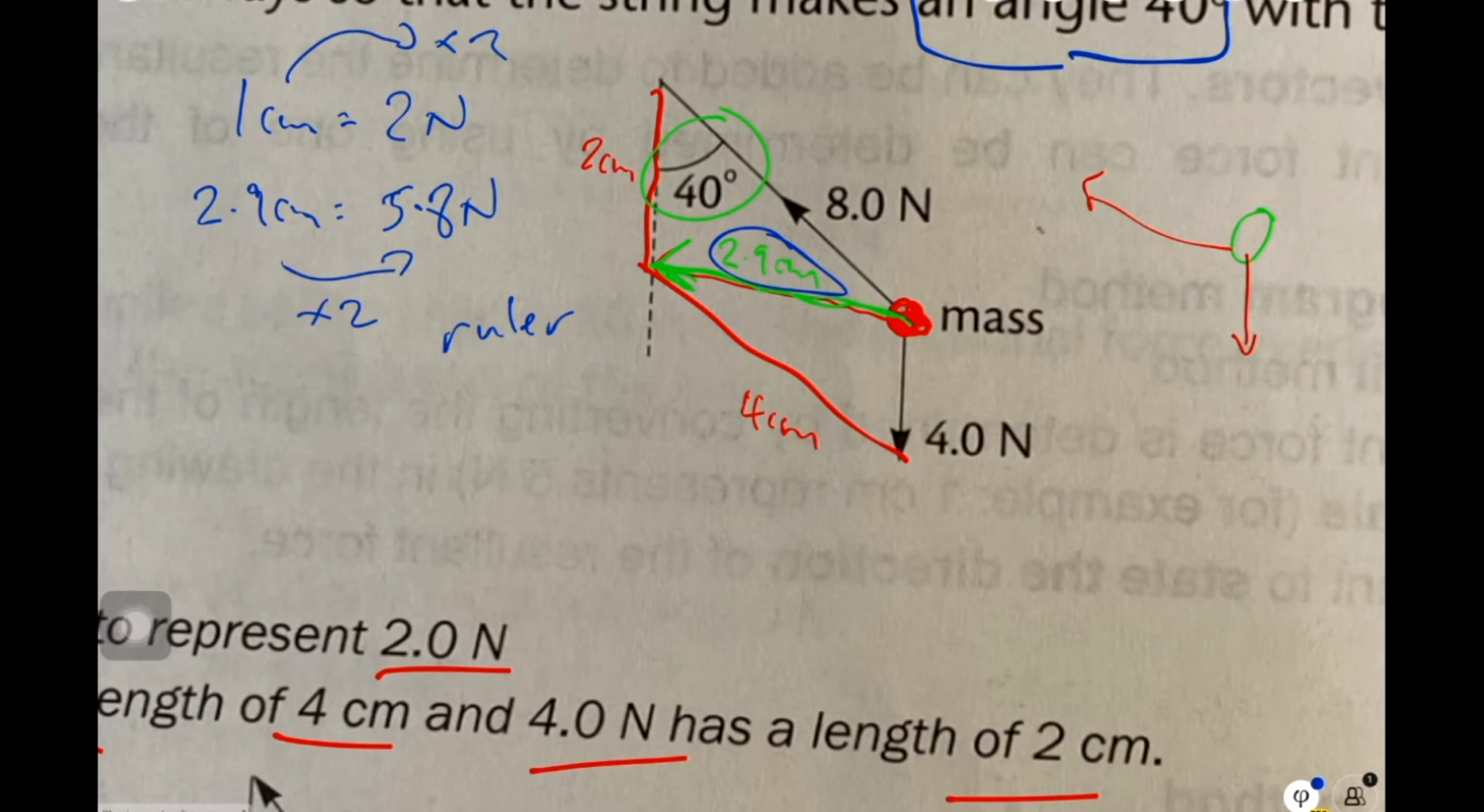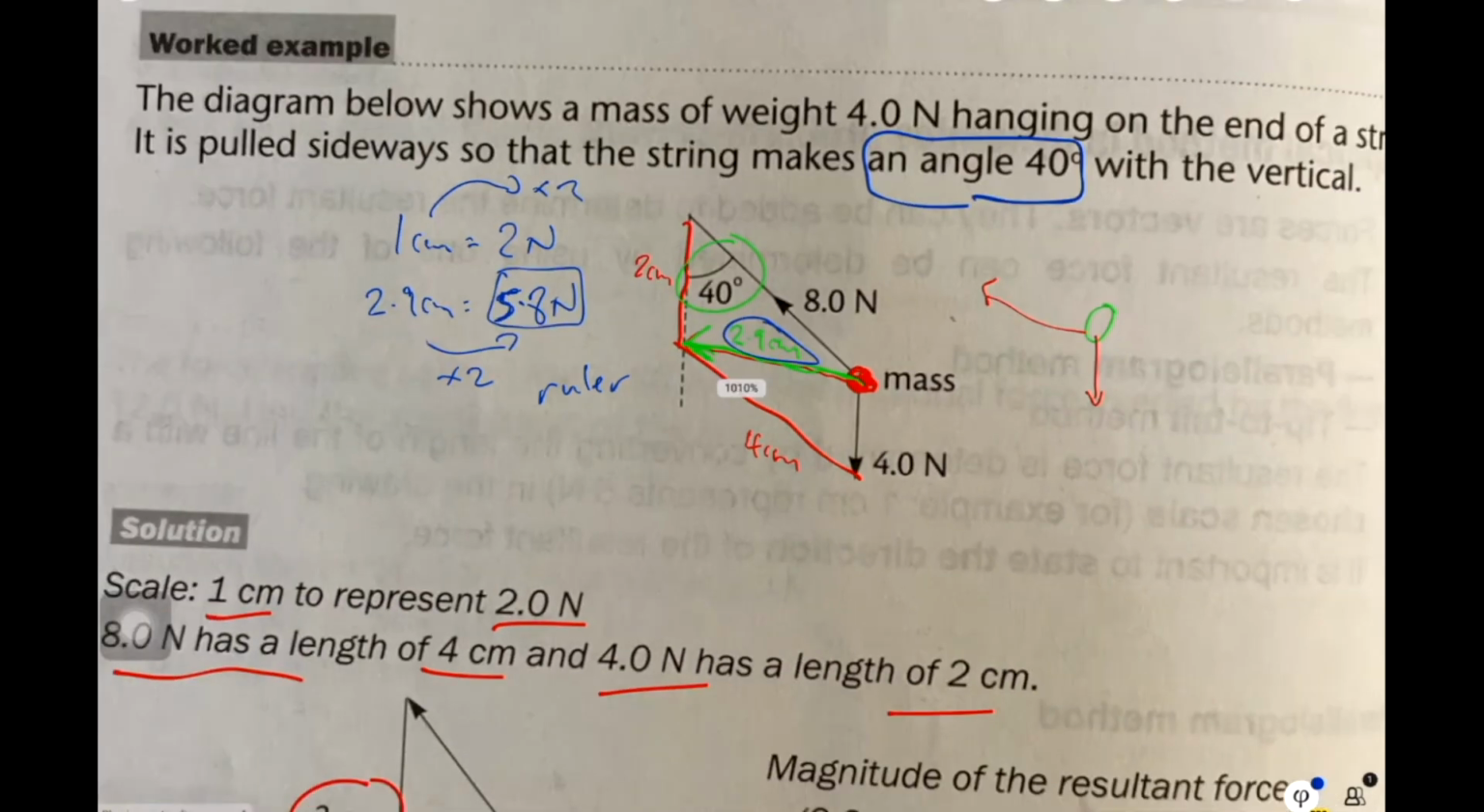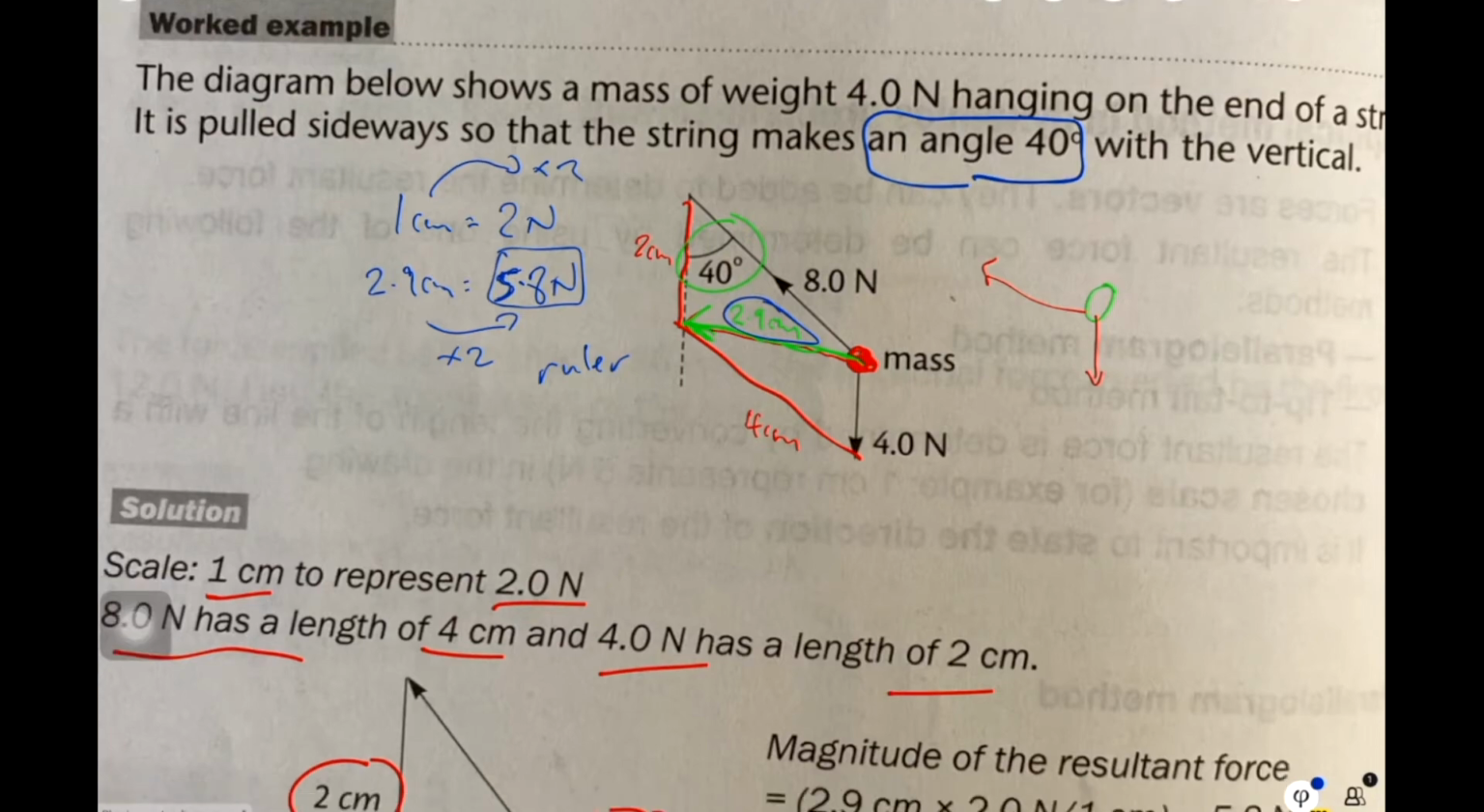Shouldn't it be 5.8 newtons? Yeah. I thought you wrote 3.8 newtons. Sorry, bad handwriting. Okay, 5.8. So the answer is that the resultant force is 5.8 Newton.